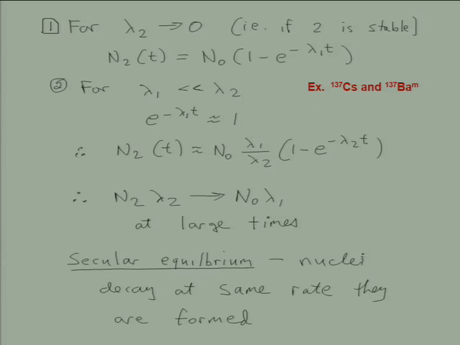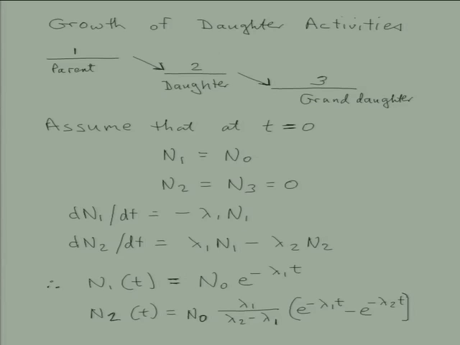Okay? So let's look at a couple kind of extreme examples of situations where I have, let's go back here, a parent and a daughter. Let's forget about the granddaughter for now. So I'm imagining there are two species, a parent and a daughter, and I'm going to look at different relative values of lambda 1 and lambda 2. That is the decay rates of the parent and the daughter.